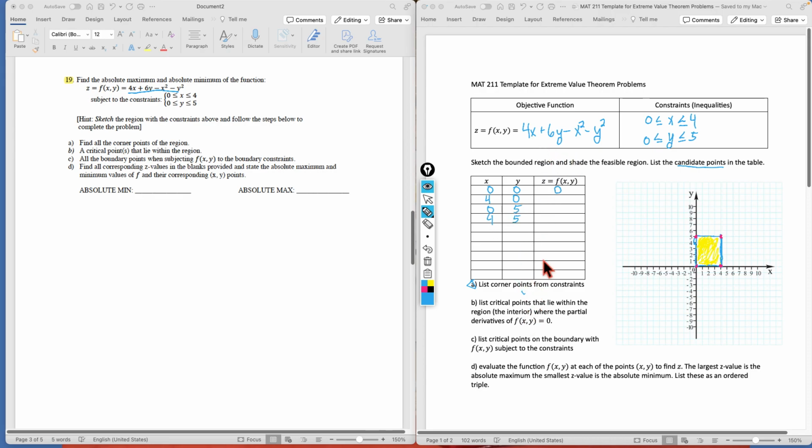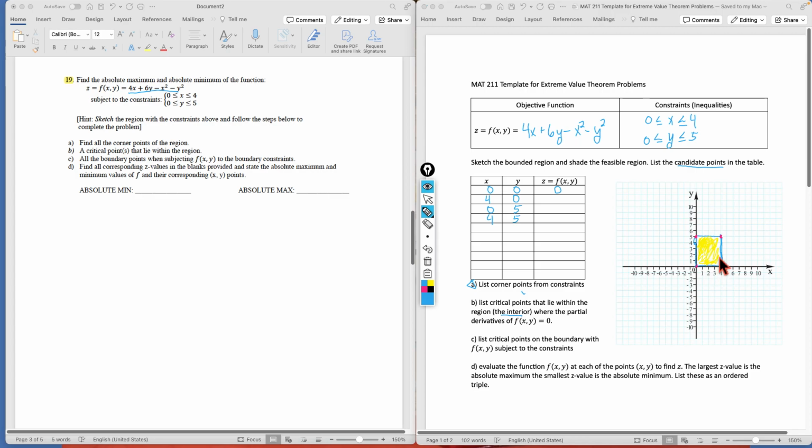But what I want to do is get the points first, so we get this flow, and then we'll come back and evaluate each of these points in this function to get all the z values, and then we'll be able to tell which value is the biggest and which one's the smallest. So the next step, now that we've got our corner points, is to list the critical points that lie within the region, in the interior.